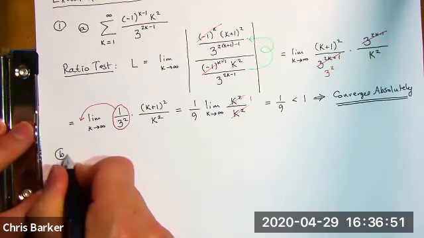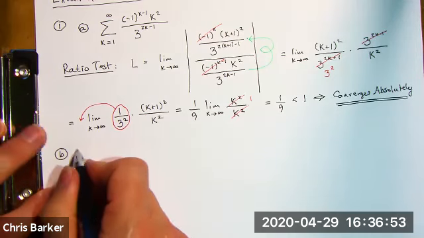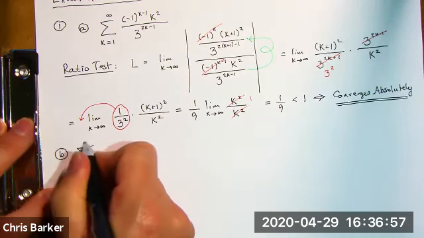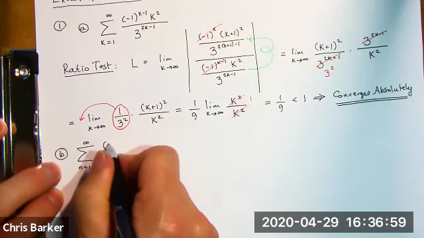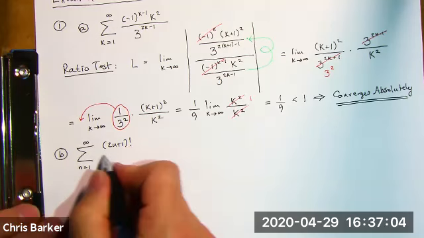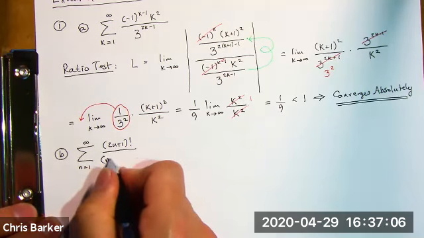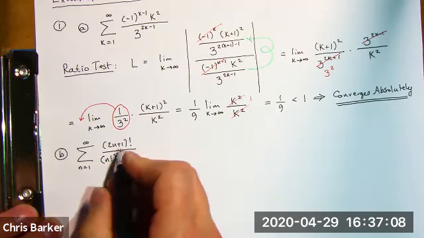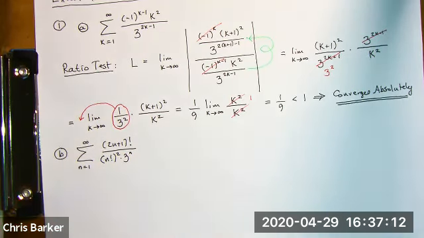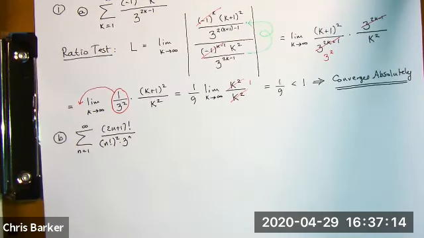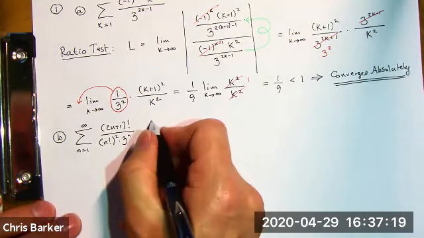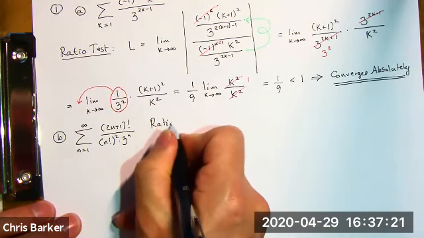So V, we have the sum as n goes from 1 to infinity of (2n plus 1) factorial divided by (n factorial) squared times 3 to the n. Okay, so factorials all over the place. The ratio test would probably be the way to go here. So let's apply it, the ratio test.